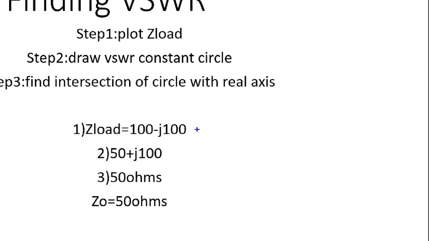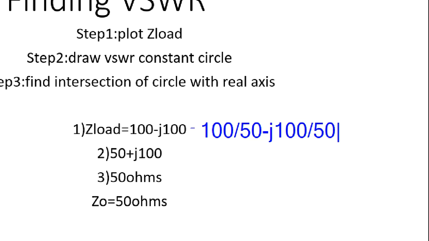So I will take this. There are 3 I have given, one I am taking. So this is 100 divided by 50 minus j, 100 divided by 50. So this will be 2 minus j2, right? So normalized ZL divided by Z0, that you got this. I will go to this. Now I have to find the VSWR, voltage standing wave ratio point on the Smith chart for the following load ZL and Z0. Okay, done.